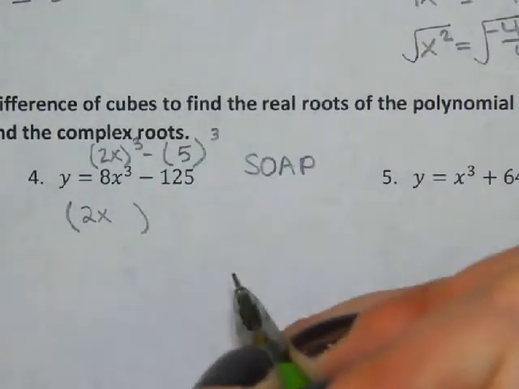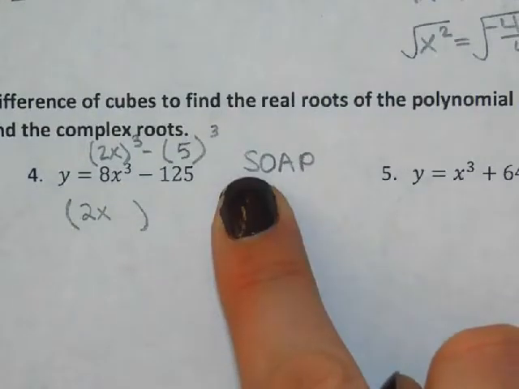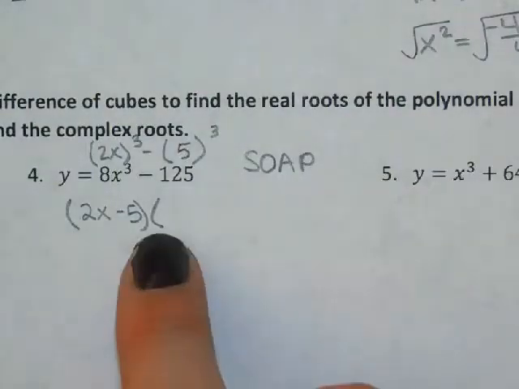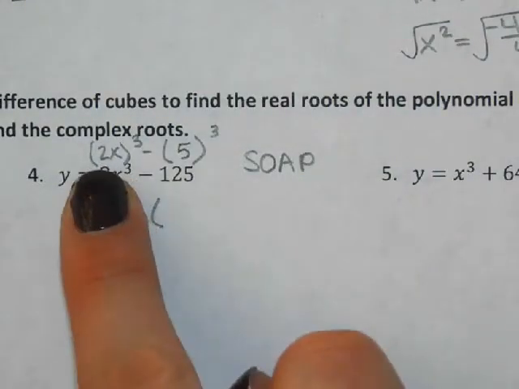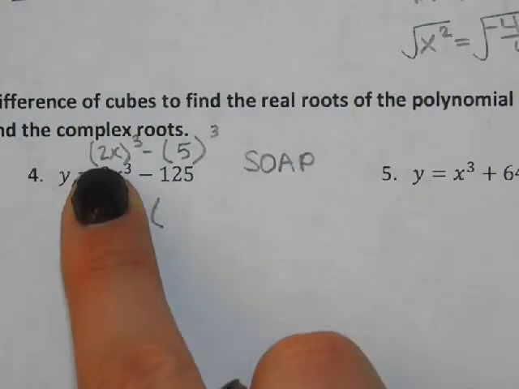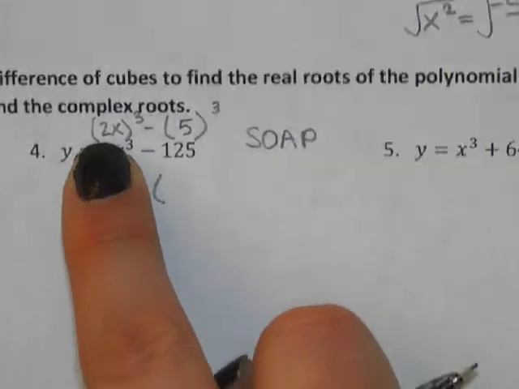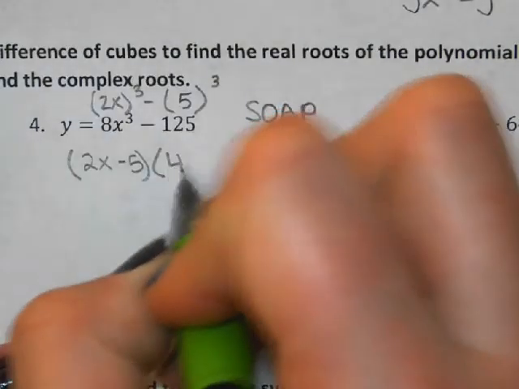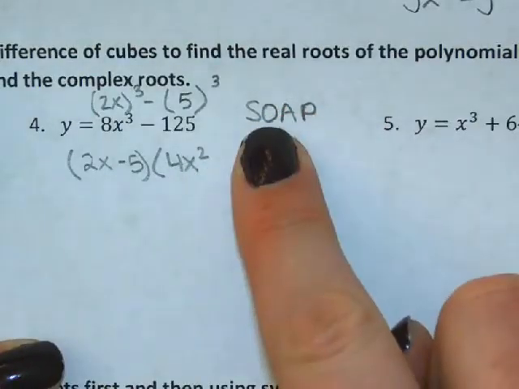2x, same sign, minus 5. Okay? The next thing, we take the first number and we multiply it by itself. So we're going to take 2x and we're multiplying it by itself. And what do we get? 4x squared. Then we do opposite sign.